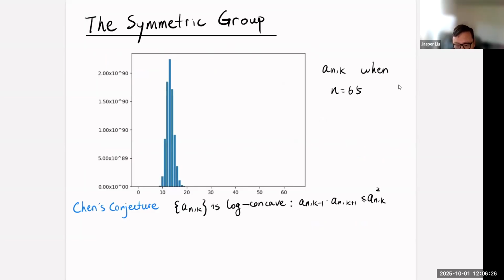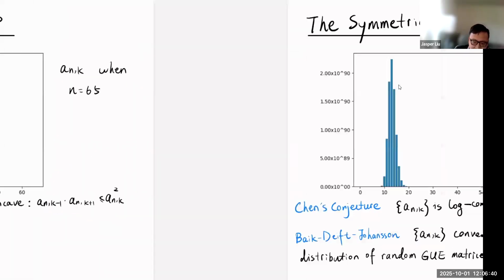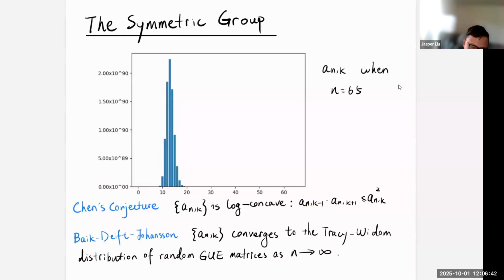That means if you take the (k minus 1)th term and the (k plus 1)th term, take their product, it should be less than the square of the kth term. And we also have a result by Baik, Deift, Johansson saying that this A_{n,k} will converge to a Tracy-Widom distribution after rescaling and recentering if we let n go to infinity.